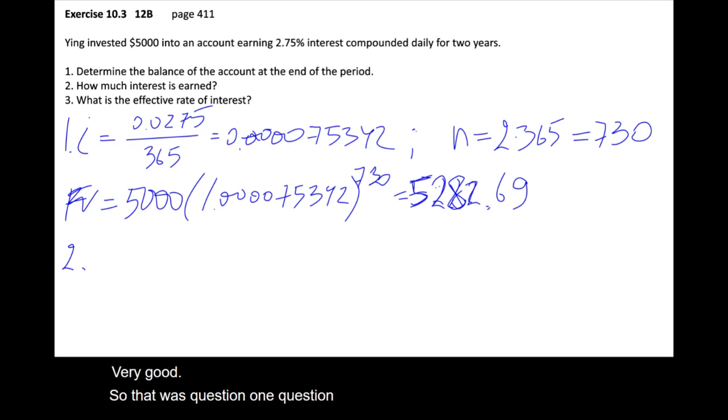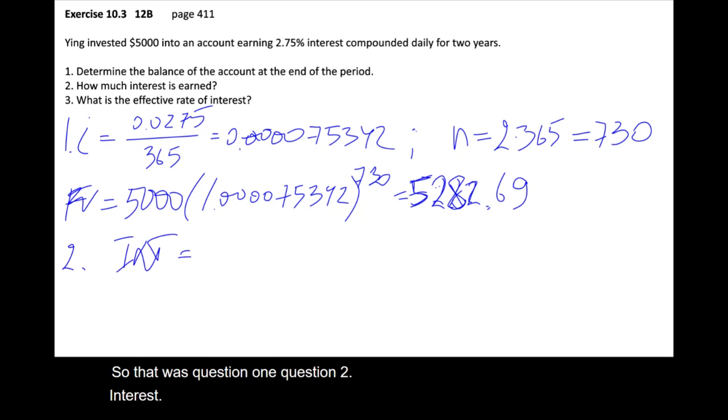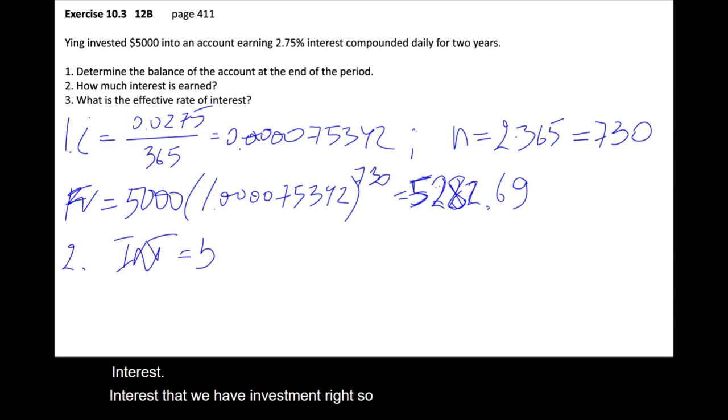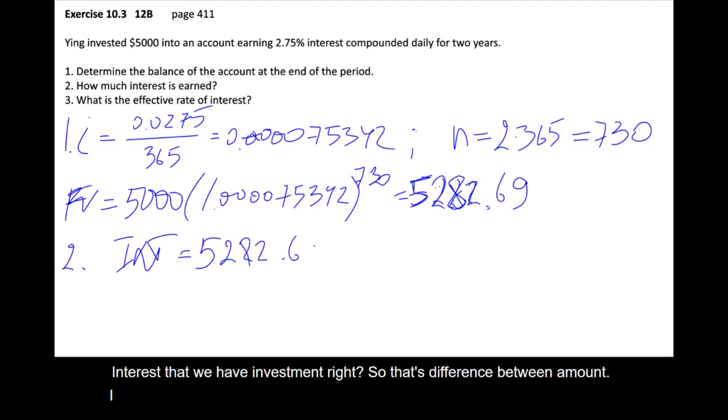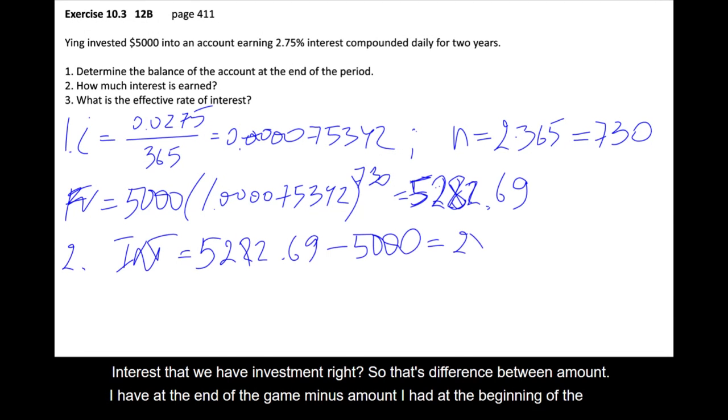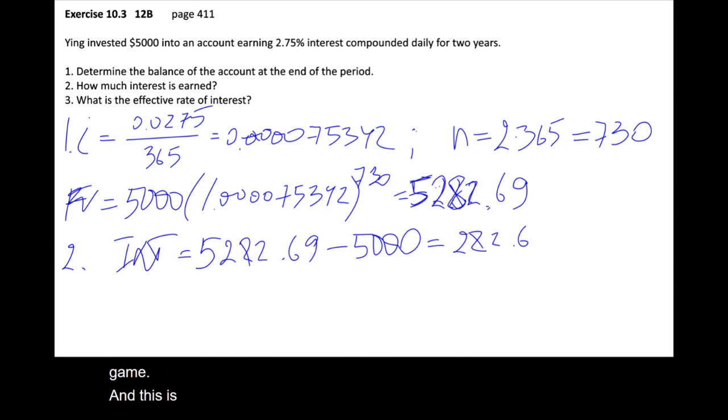Question 2, interest. Interest, that's we have investment, right? So that's difference between amount I have at the end of the game minus amount I had at the beginning of the game. And this is $282.69.